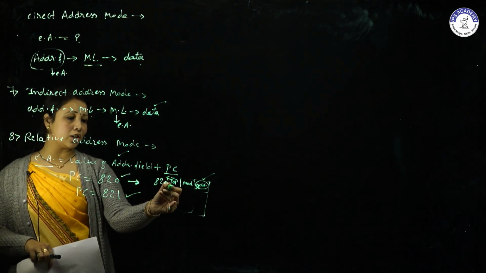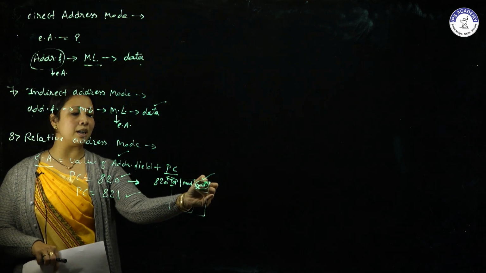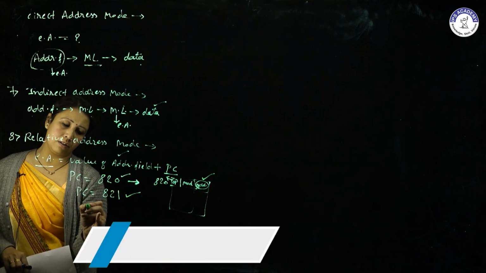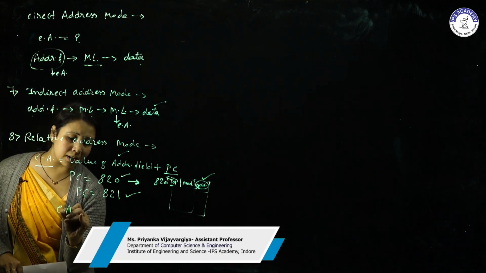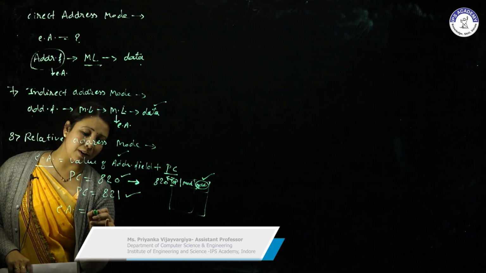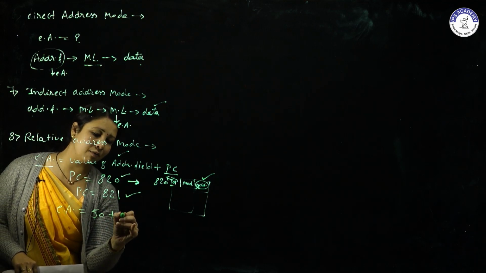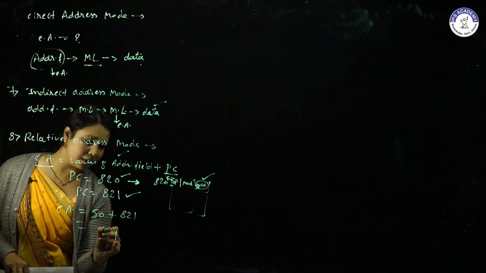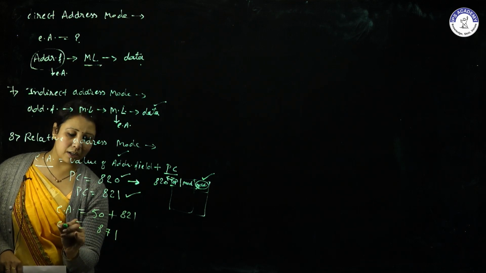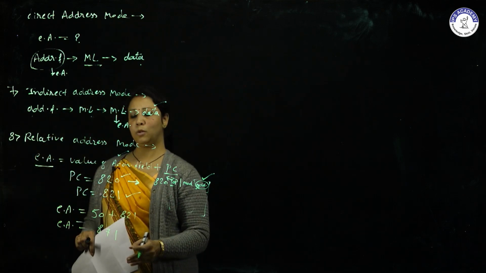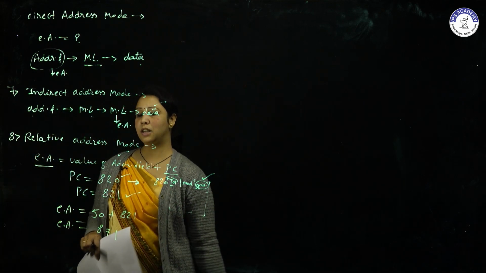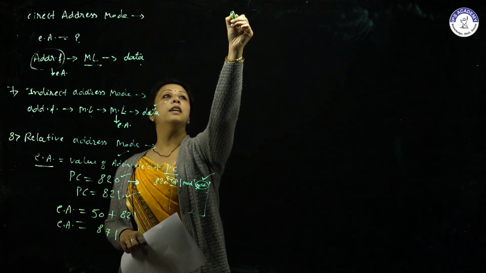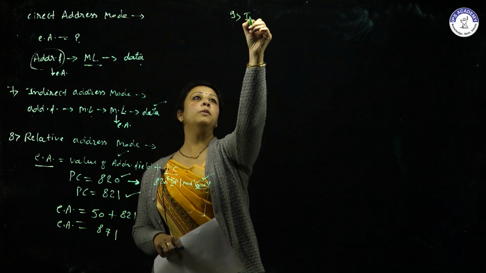When we access this instruction, we know the value of the address part of the instruction. Suppose the address field contains the value 50. So the effective address becomes the value of the address part, 50, plus the value of the program counter, 821, which is 871. So the effective address is 871. When we go to this location 871, we find the data on which we have to perform the operation.